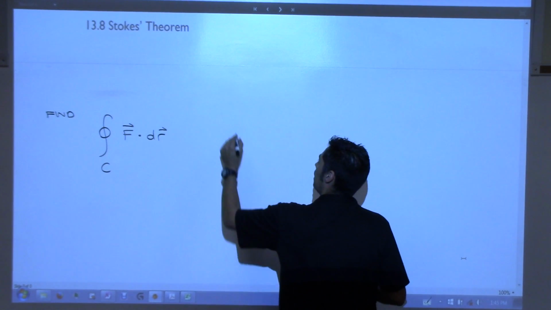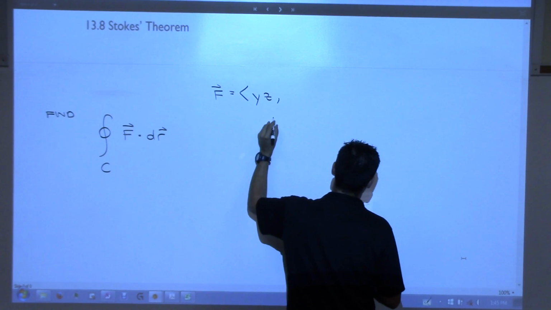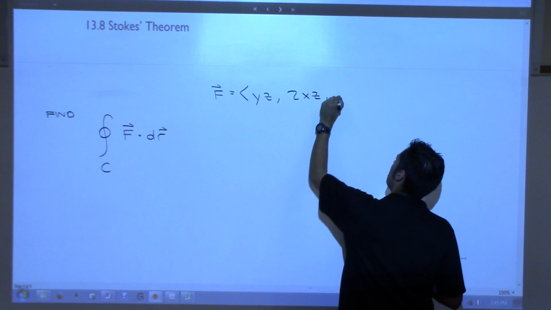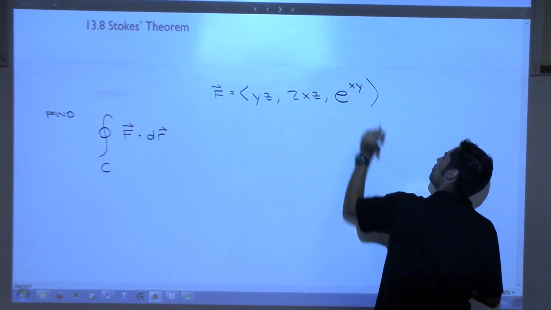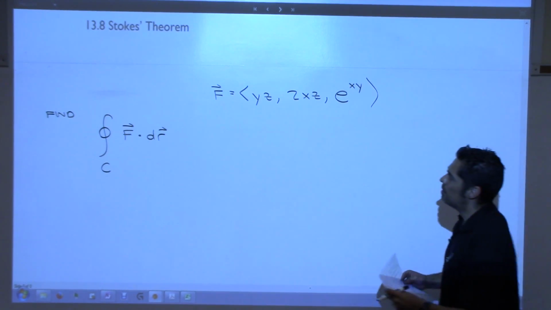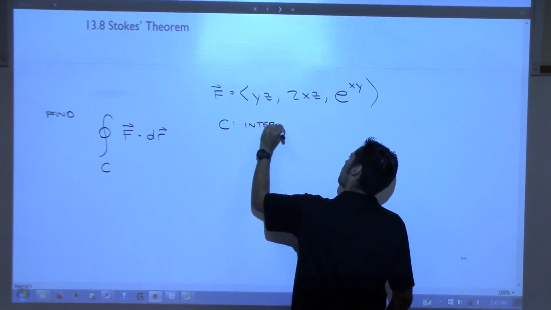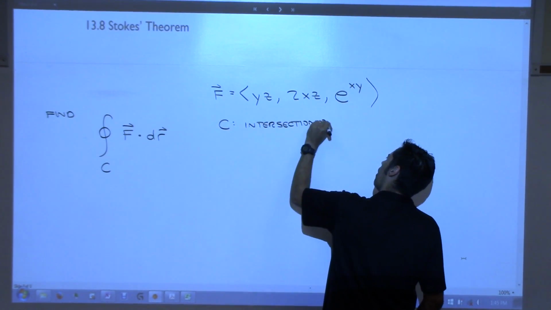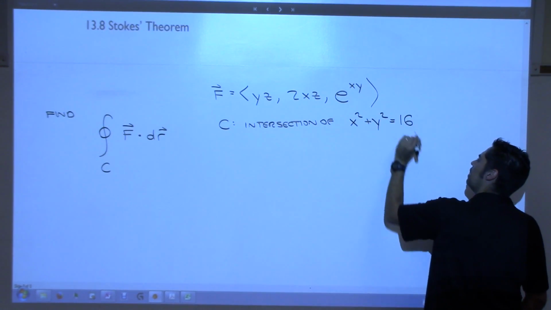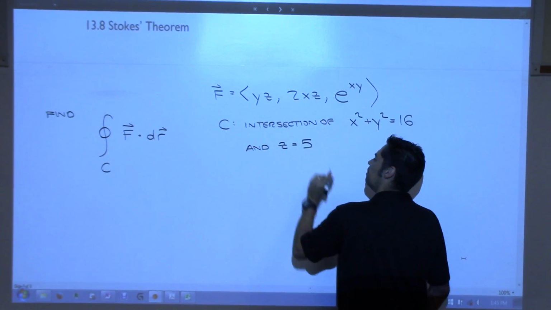I have a vector field of yz, 2 times x times z, then e to the xy. And my curve C is the intersection of x squared plus y squared equals 16 and z equals 5.